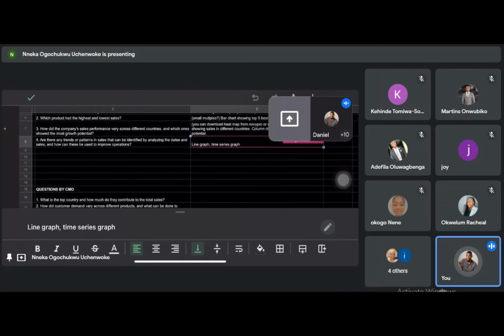I hope that answers the question concerning the months and the years. Yes. All right. So what country is the top country and how do they contribute to total sales?